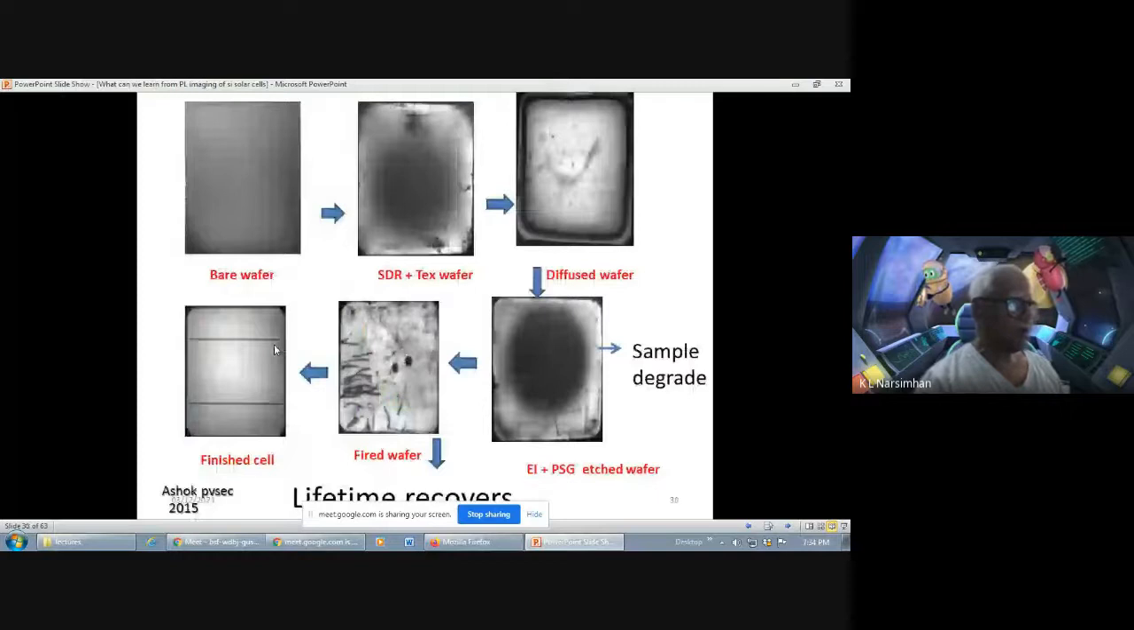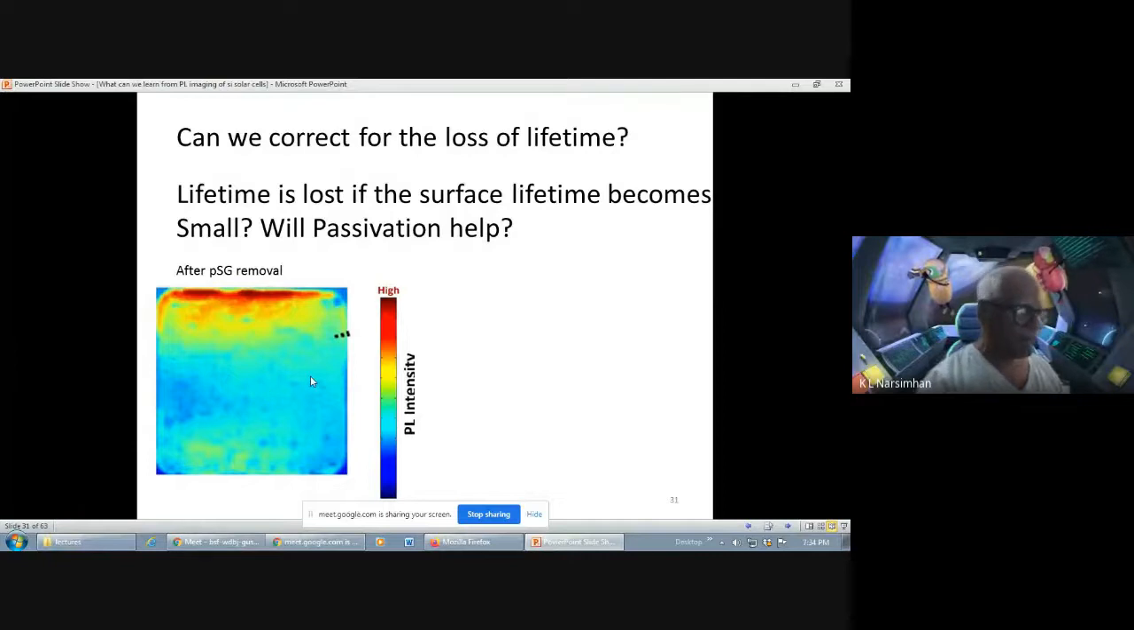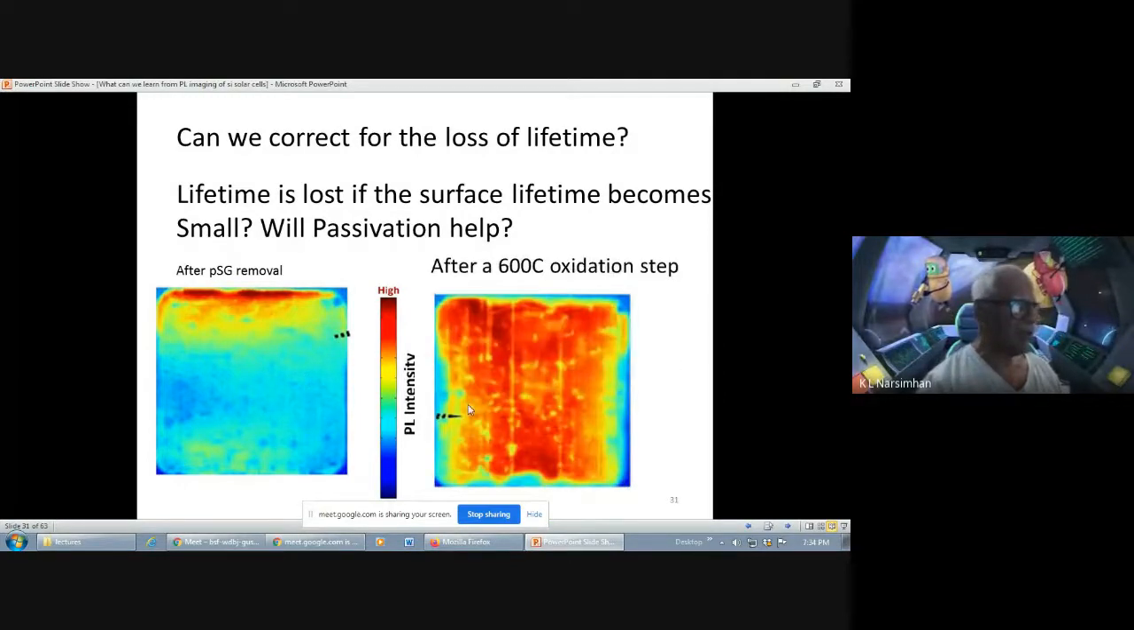I'm just going to look at this part here. So after the removal, you can see the lifetime was very bad. But then when I did a 600-degree oxidation step, I passivated most of these impurities. So most of it is at the surface of the material. And so here the luminescence is mostly blue, which is very low, red is high. Here it is mostly red, and all that happened was I had to do a small oxidation step.